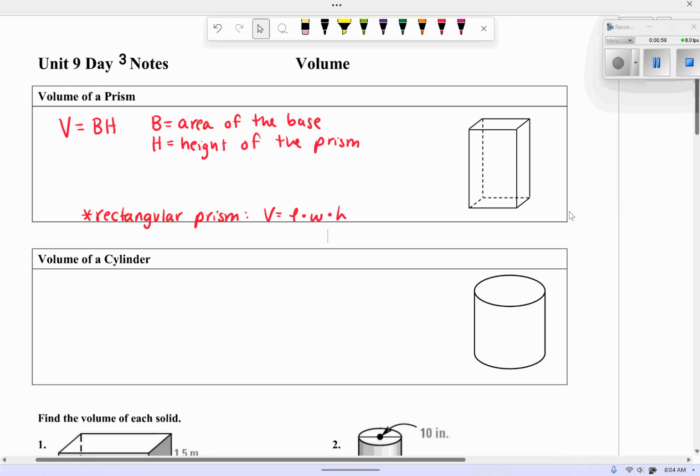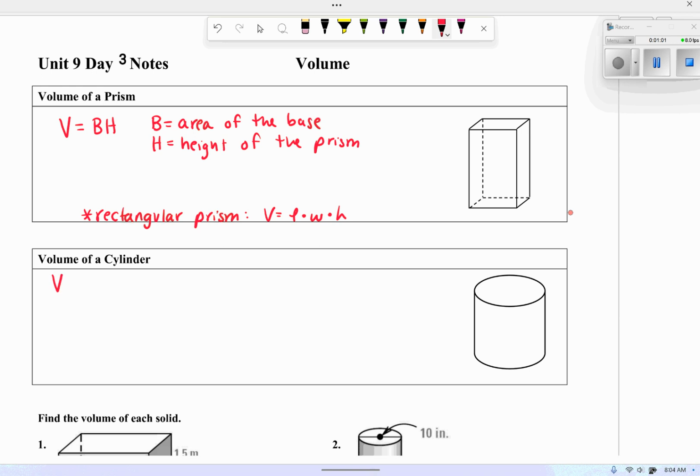The volume of this cylinder is the same idea. The volume equals the base times the height. So now if you look over here, the difference is that the base is a circle. So B is the area of the base, which is a circle.